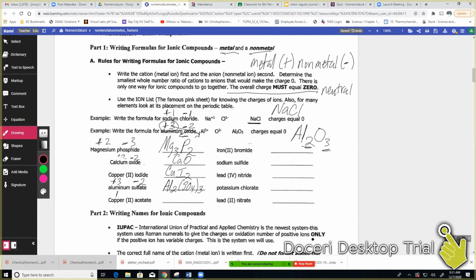All right, copper is a +2. Acetate's a -1. So once again, if I think of them as switching, Cu, would it have a subscript? No, because we don't write a 1. And then acetate is up here under your -1 box. C2H3O2. You would put that in parentheses. And then on the outside, what was its subscript that it needed? A 2.